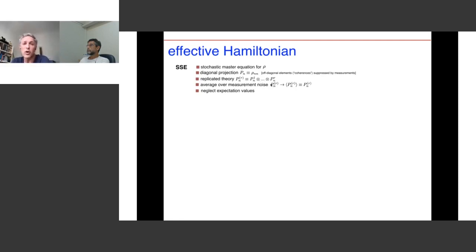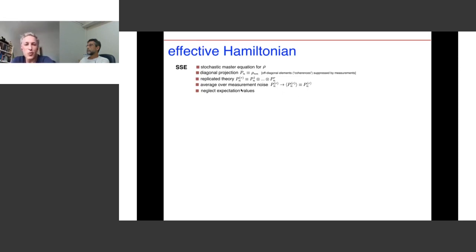And then what we want to talk about is not the evolution along one specific quantum trajectory, but we want to have an average theory. So we want to average over all possible measurement outcomes, average over the measurement noise. So our effective theory will describe the average of this replicated probability.